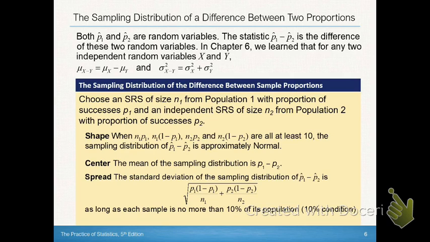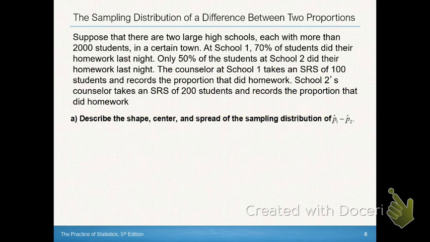Don't forget that those formulas for standard deviation only work if you are drawing with replacement, which we pretty much never do, or if your sample size is less than 10% of the population size, so it meets the 10% condition.